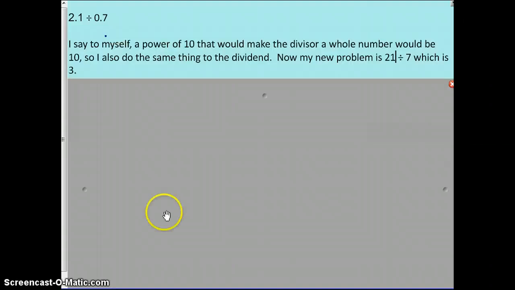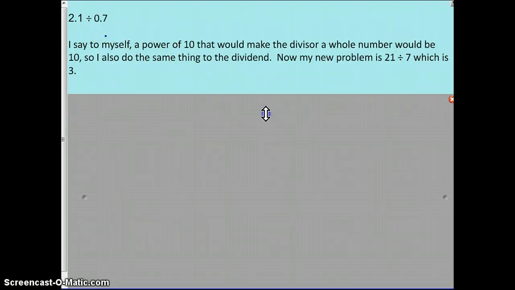Okay, first thing I'm going to do is look at the numbers. I see 21 and I see 7. So I'm going to say that 21 divided by 7 is 3. Now, I see that I have one number behind each decimal, so I'm going to multiply by 10, so I do have 21 divided by 7, which equals 3.